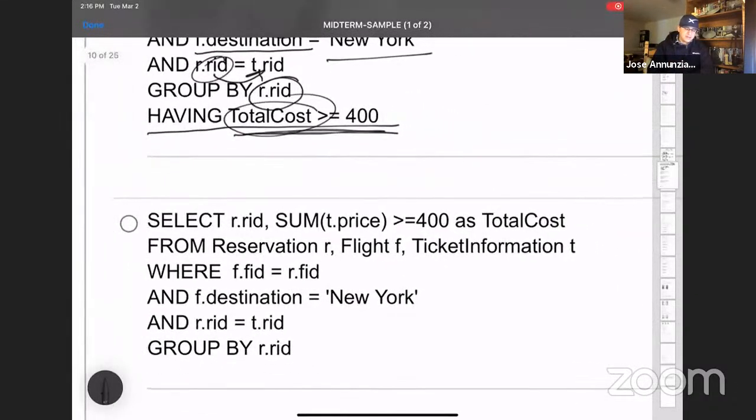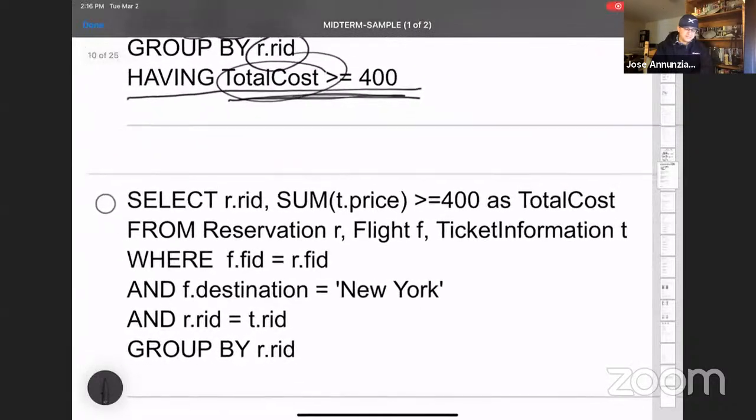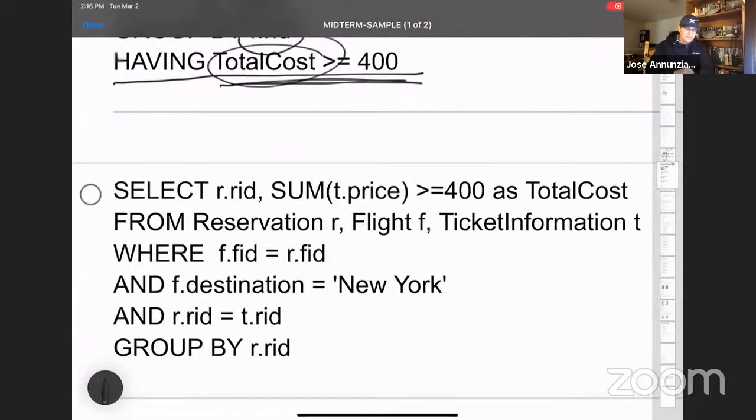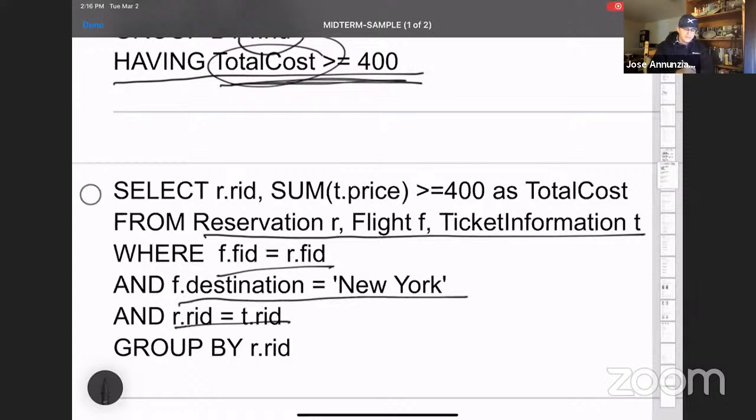Okay. All right. So what about this one? This is the same thing. We're using the same exact three tables. Here are the two joins that we need. We are filtering by destination equal to New York, and we are grouping by reservation ID. That also looks promising. The only difference between these two is that we're doing the aggregation up here. That's also okay. And then we are doing this greater than or equal to 400.